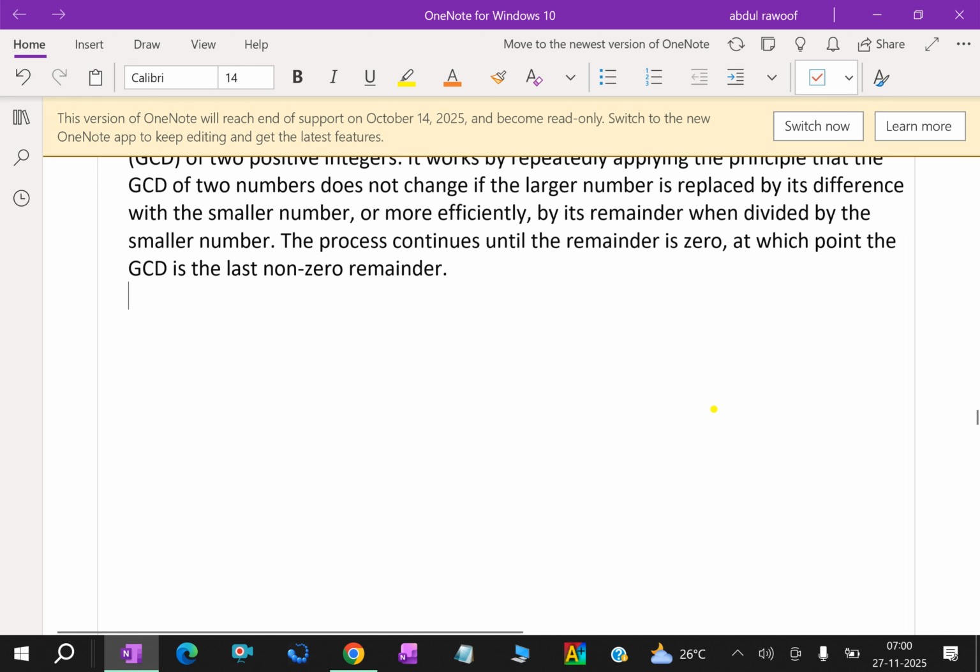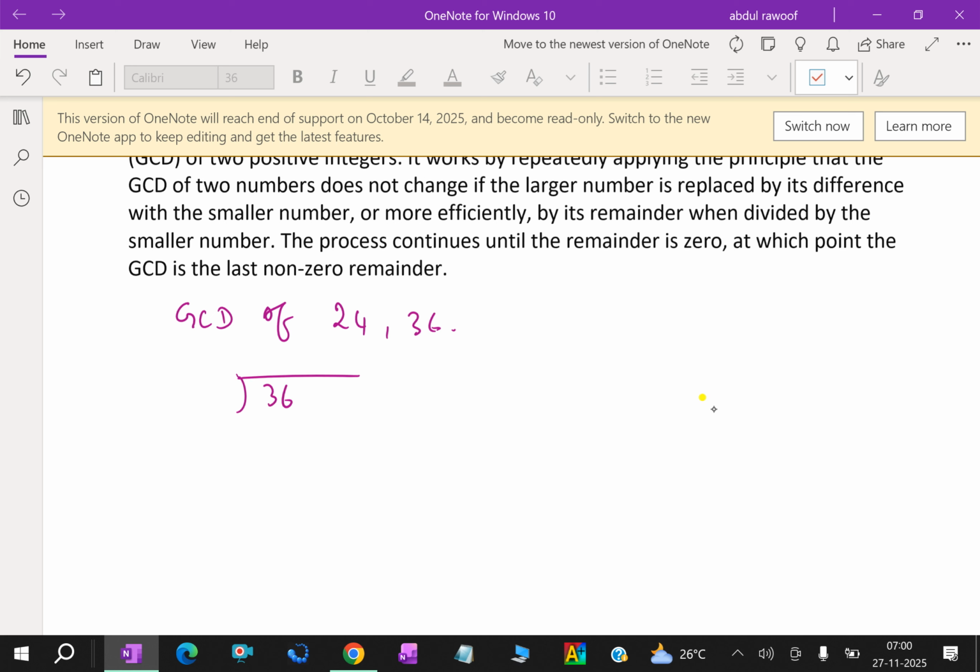For example, find the GCD of 24 and 36. We'll do the long division. Here, the bigger number is on the right-hand side, outside, and 24 is the divisor. That means first 36 is divided by 24, which gives 1 times 24. The remainder is 12. This we have to write here.